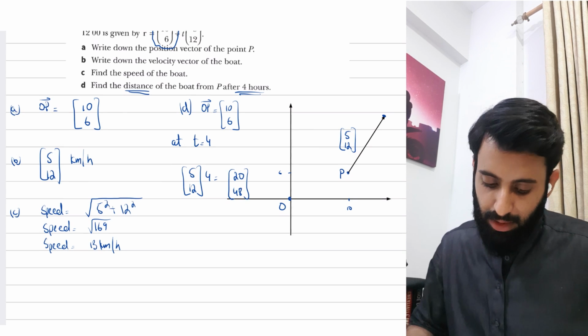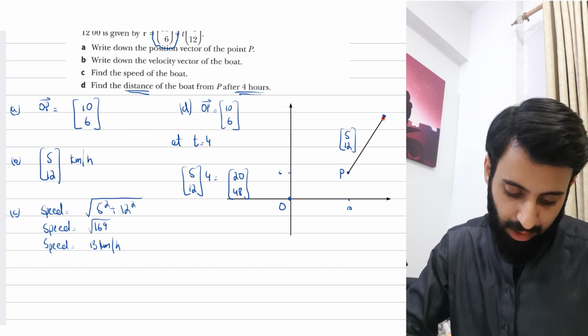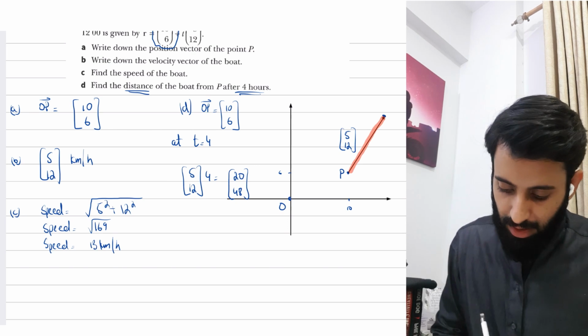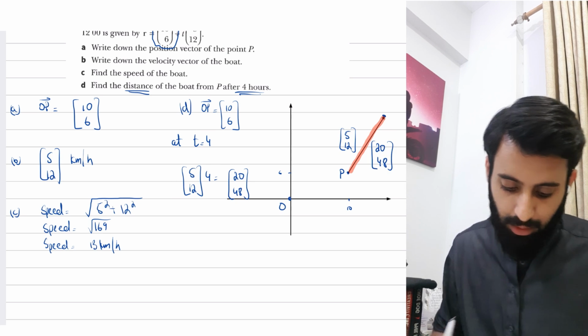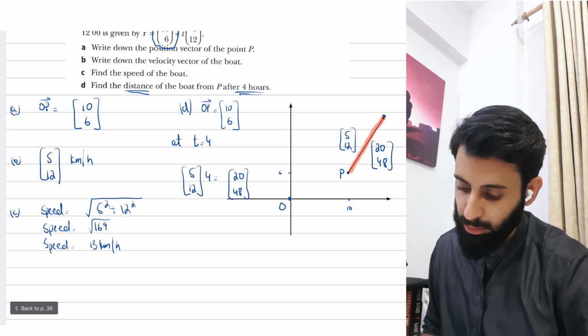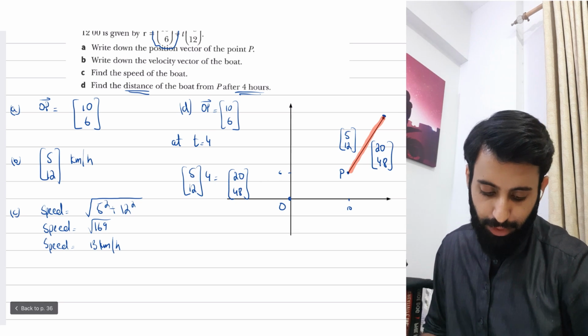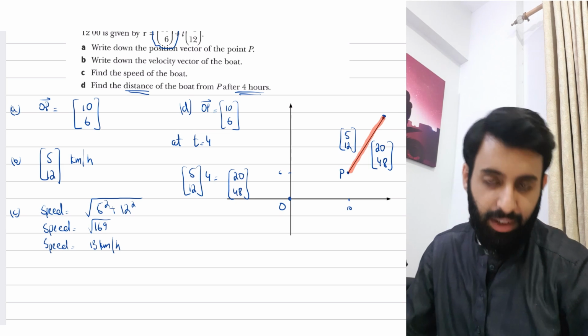Okay, so this basically means that at t equals 4, after 4 hours have passed, the vector you're looking at is 20 and 48. Now let's see what the question wants. The question wants the distance of the boat from P. Now this (20, 48) is the vector that I've highlighted.